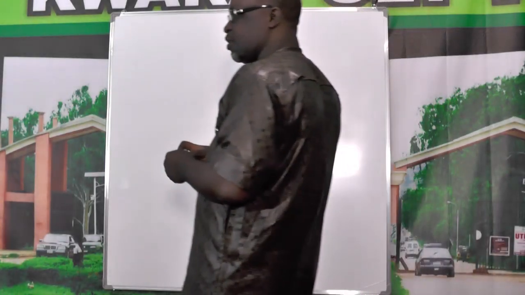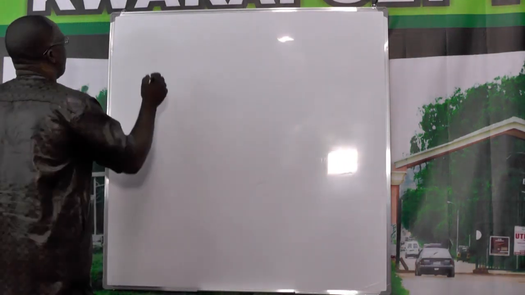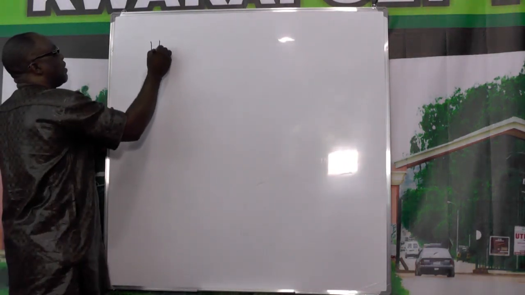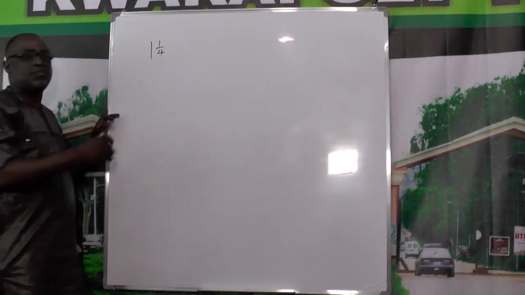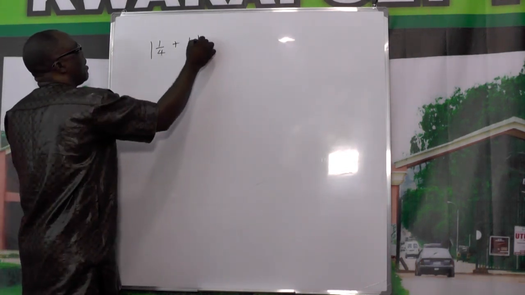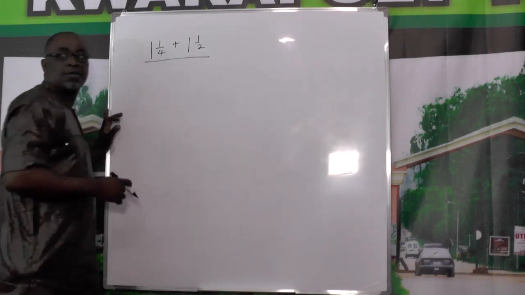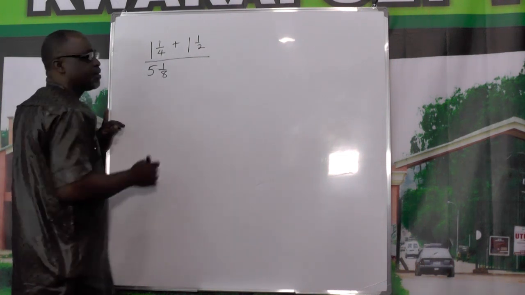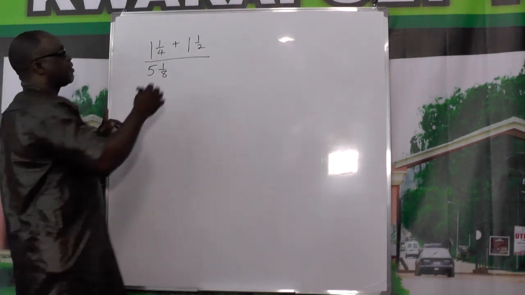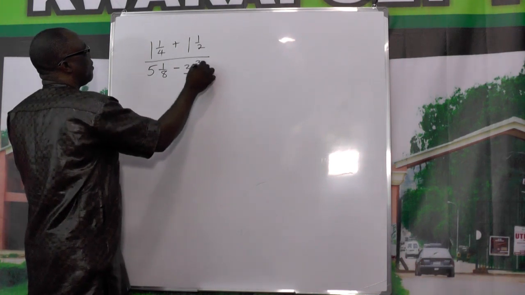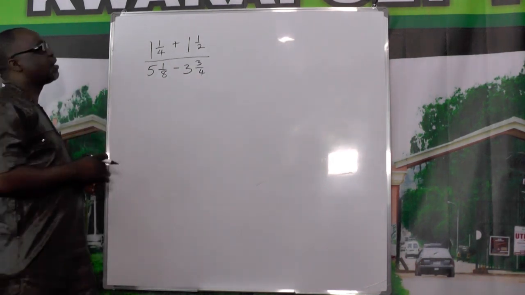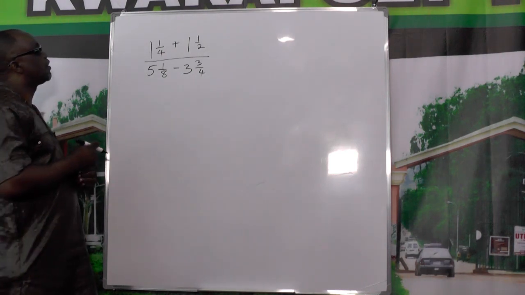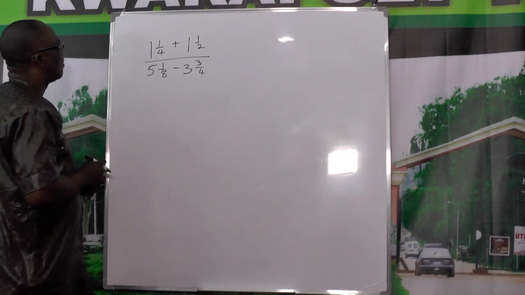Now let's take example 2. Example 2 says, evaluate one whole number 1 over 4 plus one whole number 1 over 2 all over 5 whole number 1 over 8 minus 3 whole number 3 over 4. Now we can also simplify this. Now let's start from the numerator.